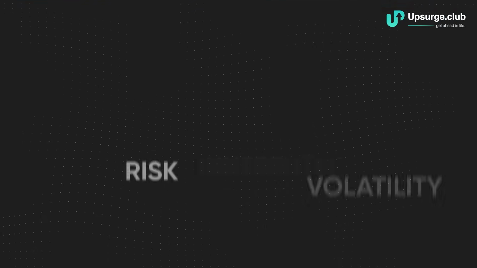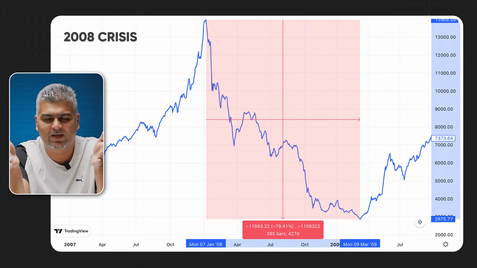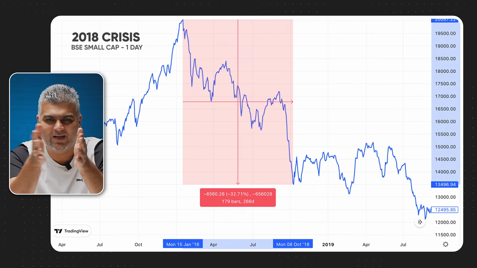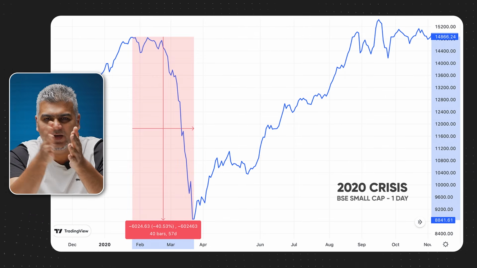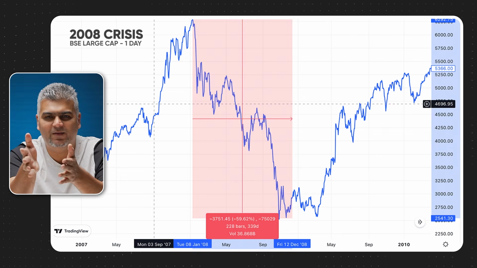Now, the problem is small caps inherently have a higher risk and a higher volatility compared to the large caps. We've seen various market cycles. For example, in the 2008 crisis, the small cap index itself fell by 70%. Even in the cycles of 2011 to 13, 2018, 2020, we've seen small cap indices fall by 40 to 60%. And this is the kind of risk which is there. But let me tell you, even in 2008, the large cap index fell by 60%. So the risk is the same, but there will be much bigger moves in the small caps on both sides. The falls will be larger, the moves will be larger as well.